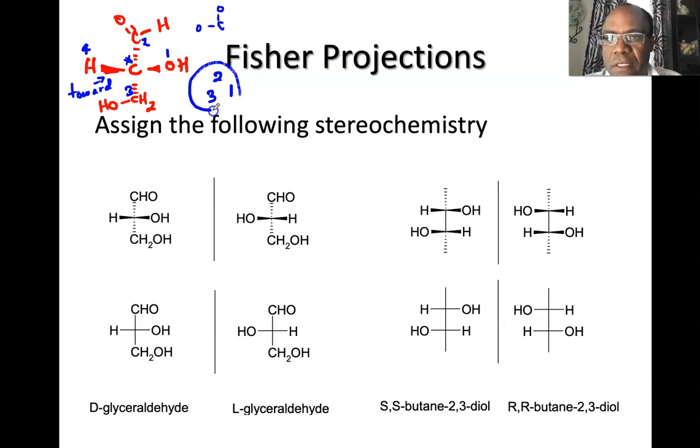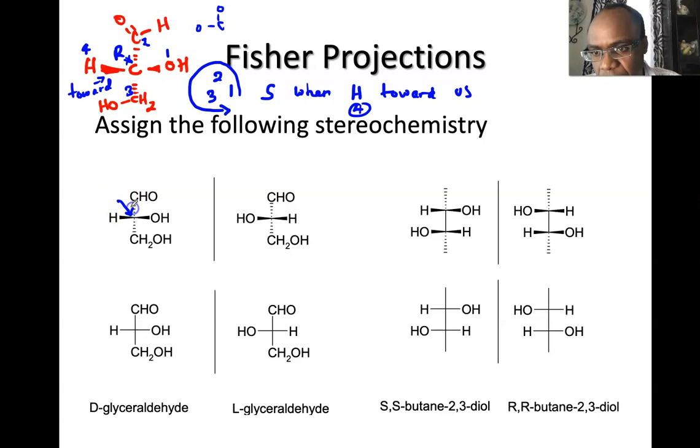So this is counterclockwise and we call it S configuration, but it's only S when H, the smallest group number 4, is towards us. To assign the true chirality, the H must be away from us. So the opposite of towards is away, which means the opposite of S is R. So the true assignment here is R. So the chirality of this carbon center is an R. What about here?